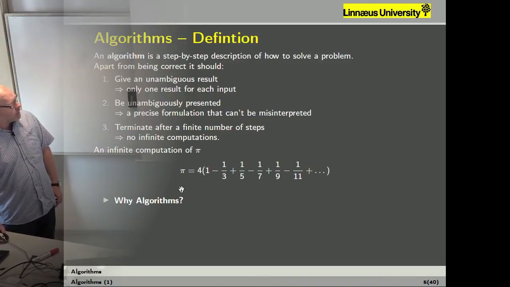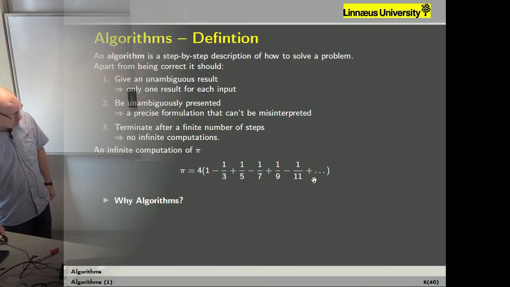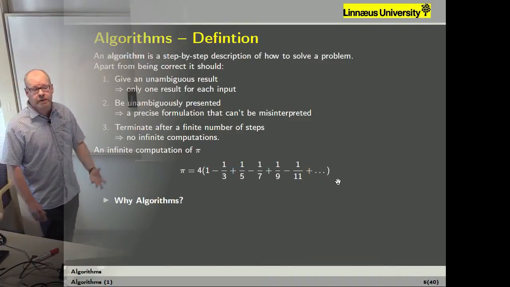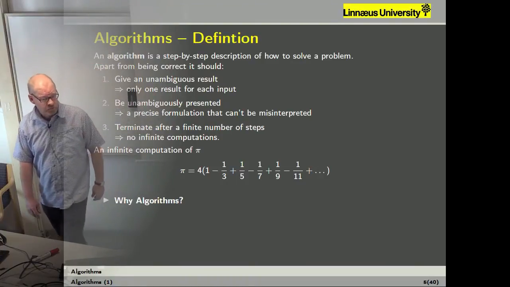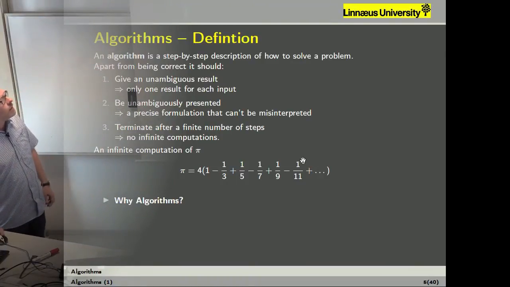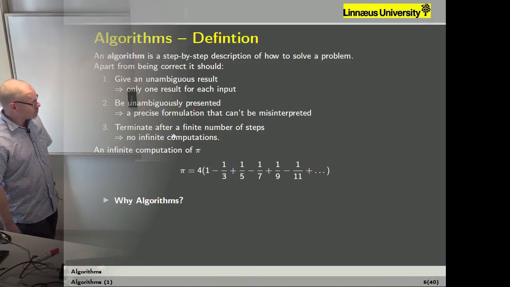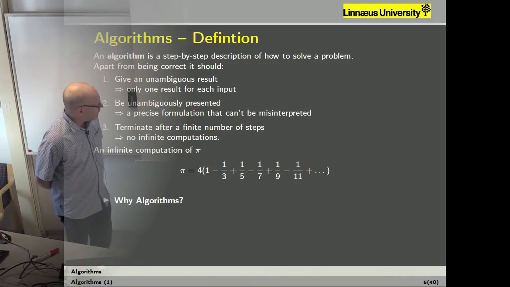This is one way to compute the value of pi. You can do it in this way, but it wouldn't work as an algorithm because this one involves an infinite number of steps. So for any given input, it should be a finite number of steps that need to be taken until we reach the result. Why do we have algorithms?